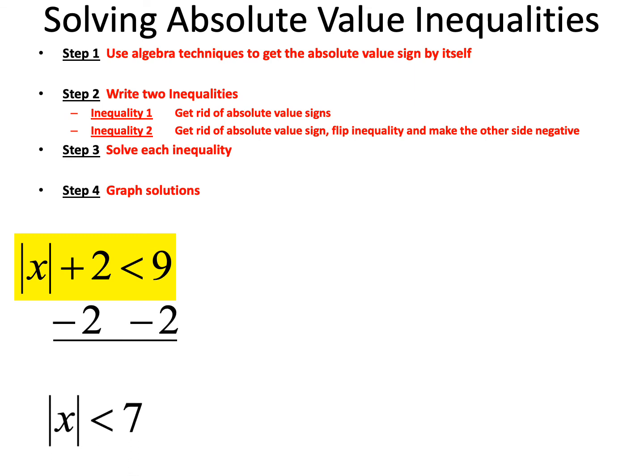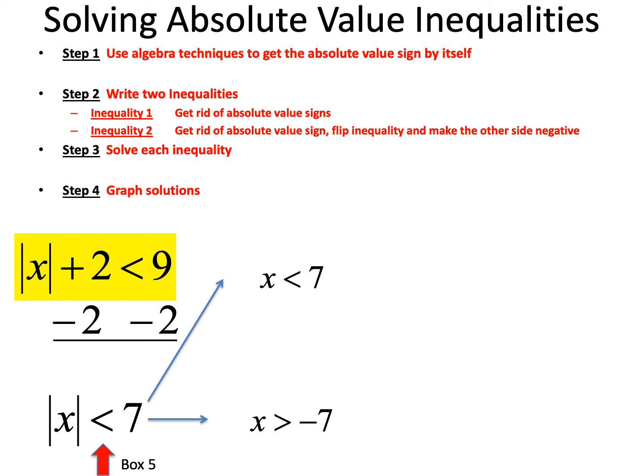That's not bad. Step number 2 says once you have the absolute value by itself, we write two inequalities. Inequality number 1. Oh, by the way, in box number 5, what do we have, a greater than or a less than? Oh yeah, we have a less than, so this is going to be one of those ands. Keep that in mind. Inequality number 1, we just write the same inequality without the absolute value. Inequality number 2, we get rid of the absolute value, we flip the inequality, and we write the opposite of the other side. The opposite of 7 is negative 7.